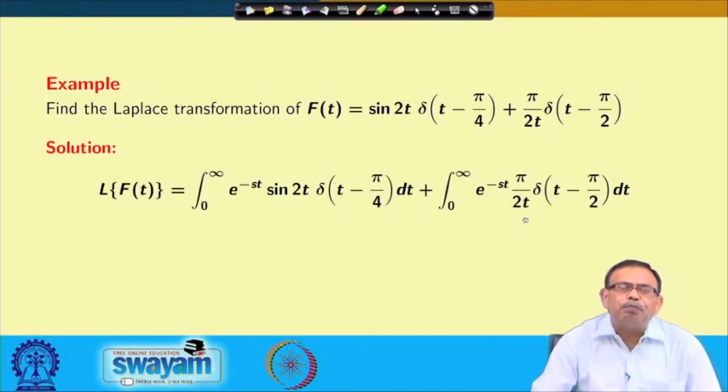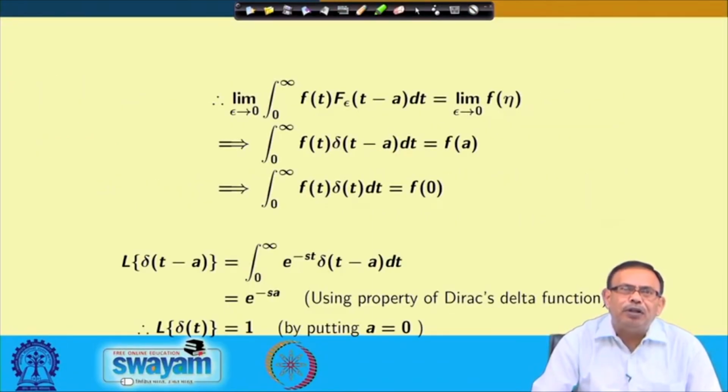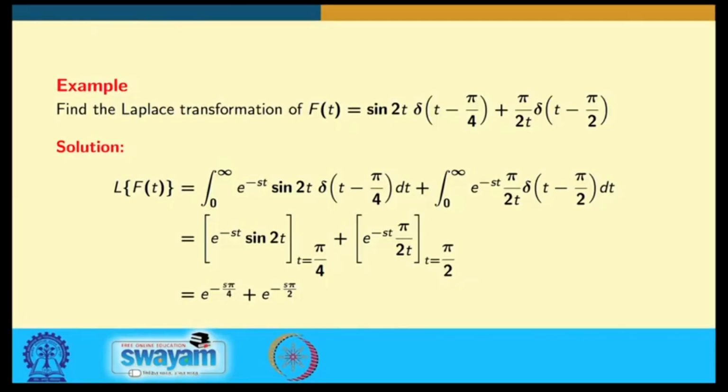So if you see, the result is this one, and it is very simple. Before this, I knew that the Laplace transform of delta(t minus a) is e to the power minus sa. I am just using that formula in this example. I am writing the integral from 0 to infinity of e to the power minus st into sin 2t, and this is nothing but, at t equals pi by 4, e to the power minus st into sin 2t plus this, and I will obtain this.